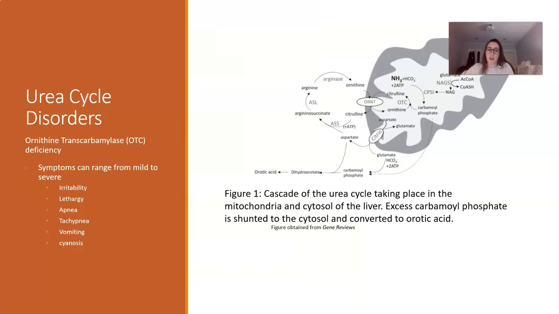The patient's elevated orotic acid level is most likely due to a deficiency in the enzyme OTC. So that's shown here. This is orotic acid, this is OTC, and this is due to an excess in carbamoyl phosphate. So here we see it being shunted out of the mitochondria into the cytosol, and it's forming orotic acid because this is elevated.